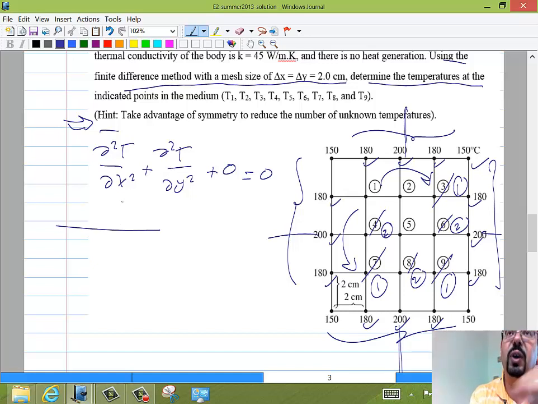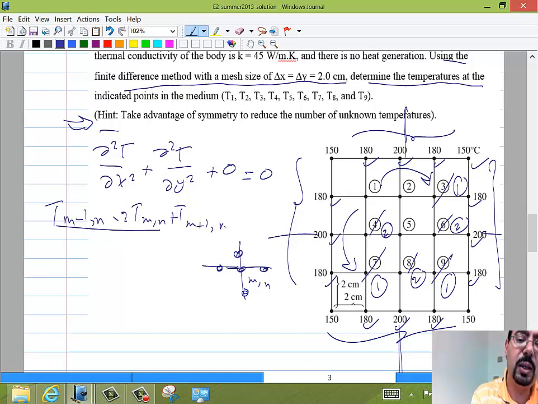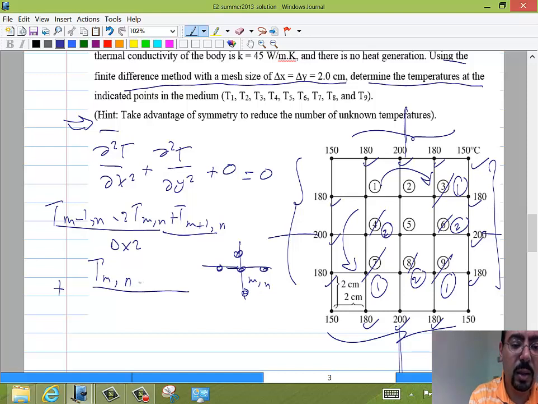And writing the finite difference form for it, you open the textbook and you find that the second partial derivative with respect to x at any general point m and n would be T of m minus 1 and n minus 2 T of m and n plus T of m plus 1 and n, over delta x squared, plus T of m and n minus 1 minus 2 T of m and n plus T of m and n plus 1, over delta y squared, the whole thing equal to 0.